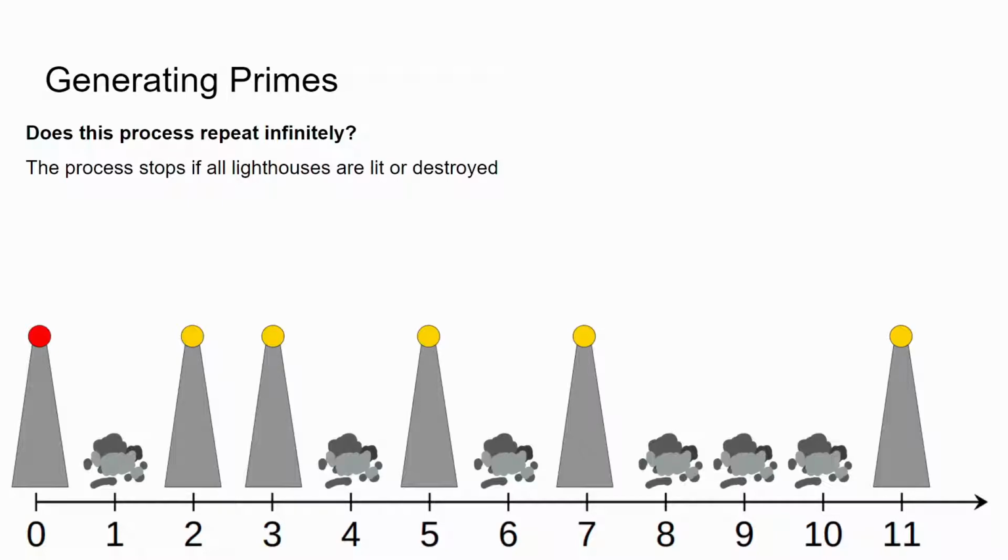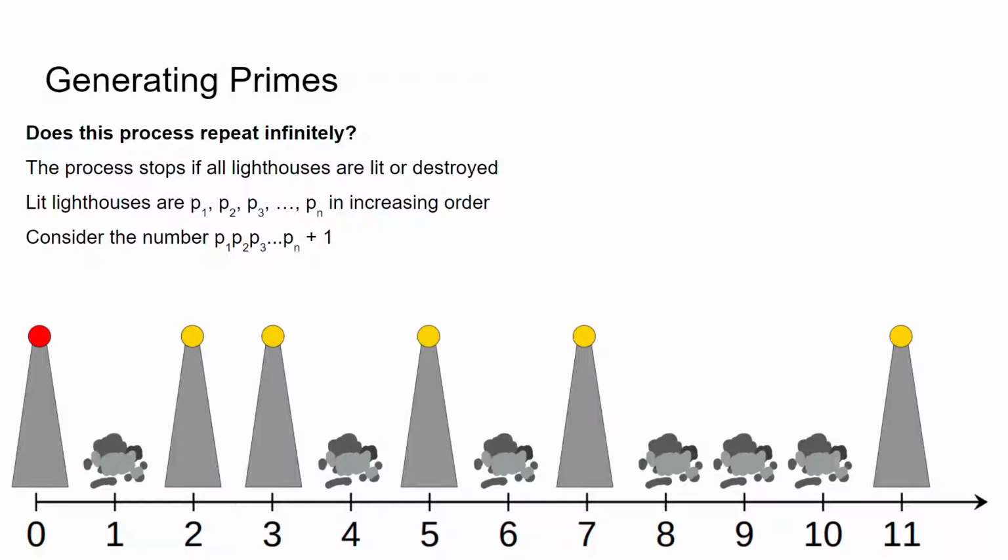Let's suppose that this process has happened a finite amount of times, and we will show that there is still at least one lighthouse that is not lit or destroyed. Let's say the lighthouses lit by this process are P1 all the way to Pn, and these are listed in increasing order. So P1 is 2, P2 is 3, P3 is 5, and so on.